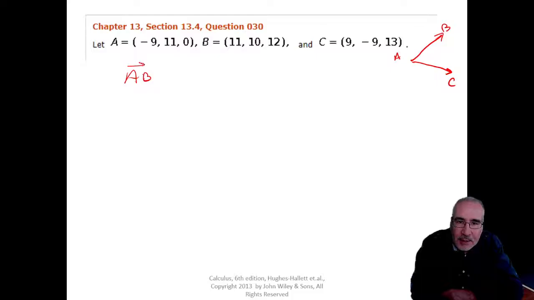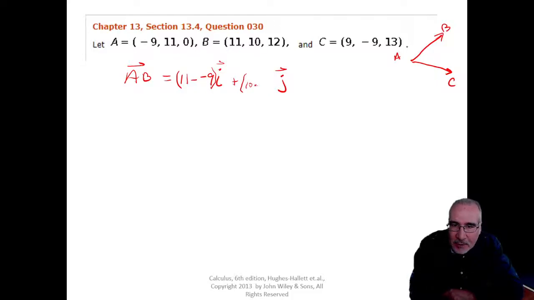Let's see how I do without the scaffolding. So what we're doing is we're going to get our I component, which is going to be B minus A. So the B coordinate is 11 minus negative 9. I'm going to write it this way so we have a record of what we're doing. Plus the J component, and I get tired of writing those little vectors on top, but probably shouldn't, is going to be 10 minus 11.